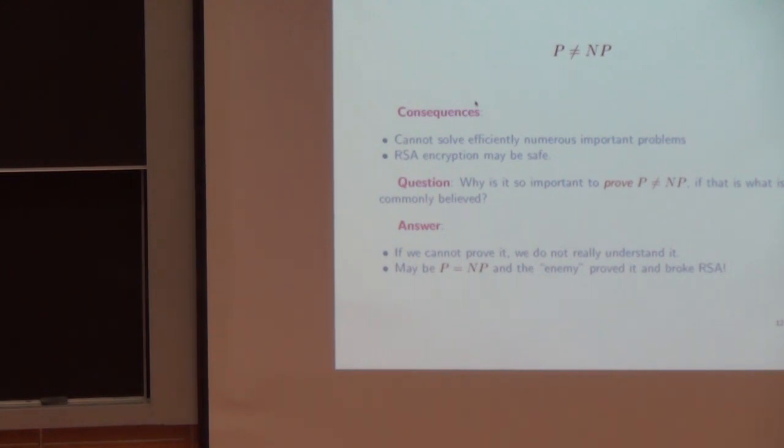So I said, well, first of all, if you cannot prove it, it means we don't fully understand it. And also, we can always imagine that there is some bad guy, choose your favorite bad guy, who did prove that P equals NP, and therefore cracked RSA and is reading all our encrypted messages. So that's why we really feel that we need to prove it.